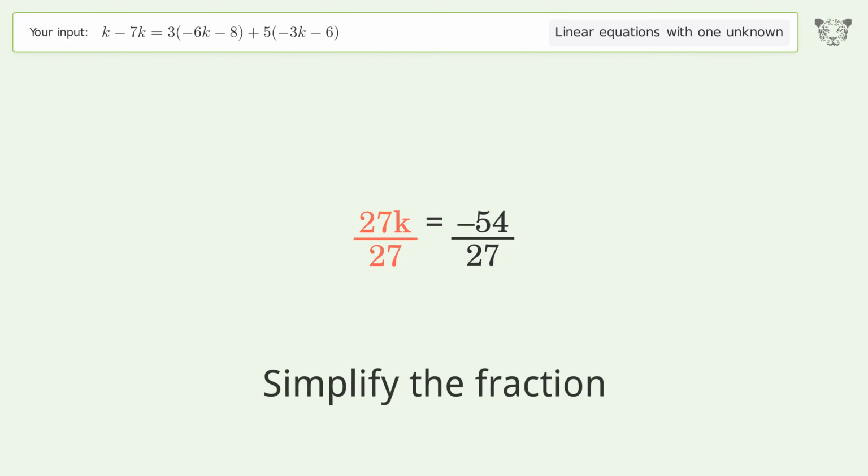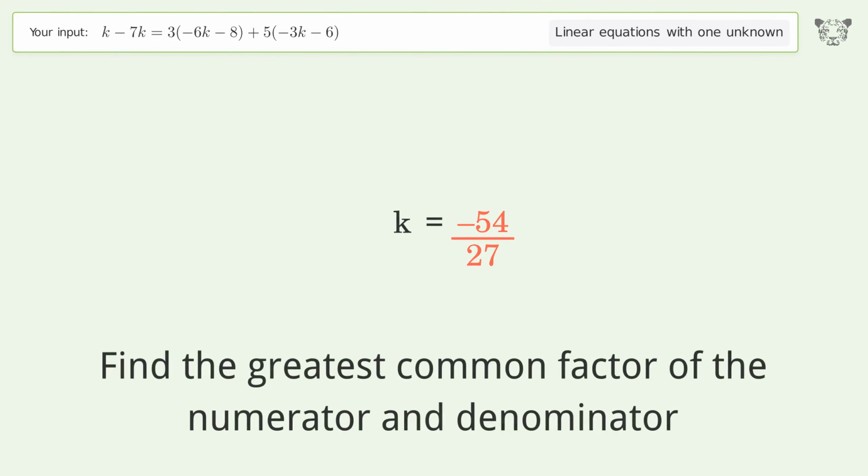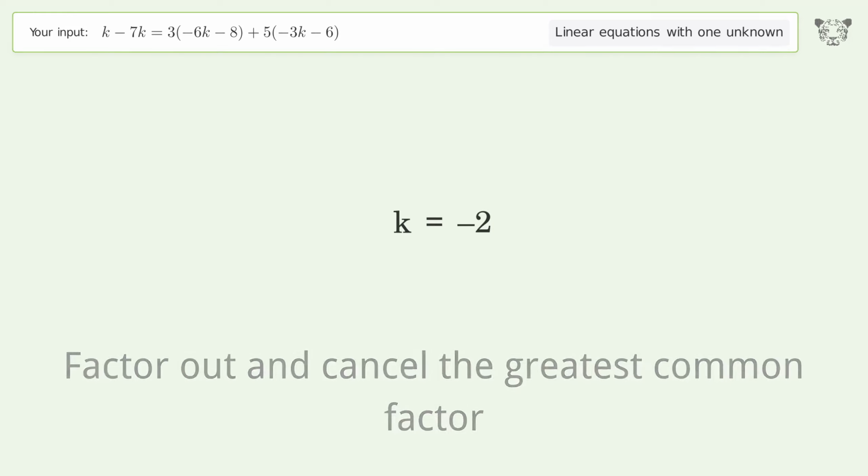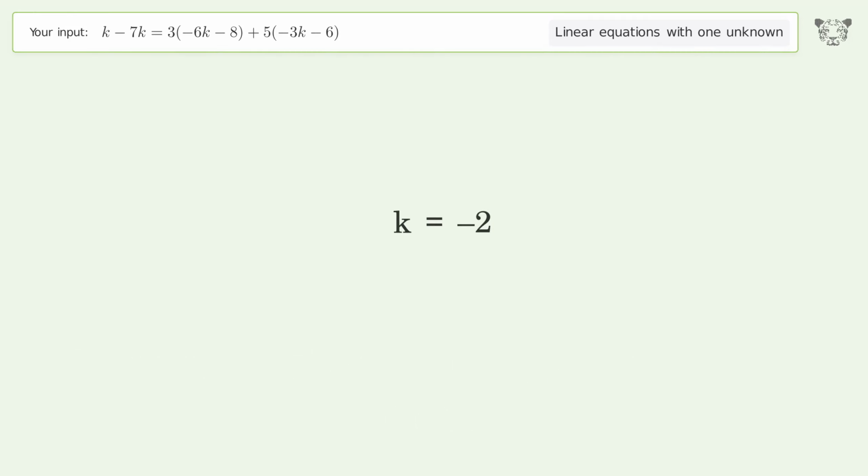Simplify the fraction. Find the greatest common factor of the numerator and denominator. Factor out and cancel the greatest common factor. And so the final result is k equals -2.